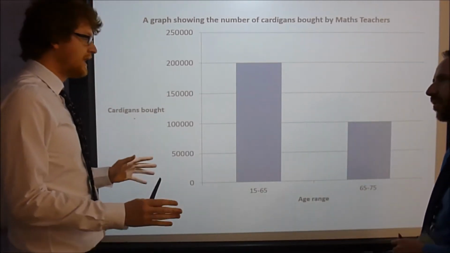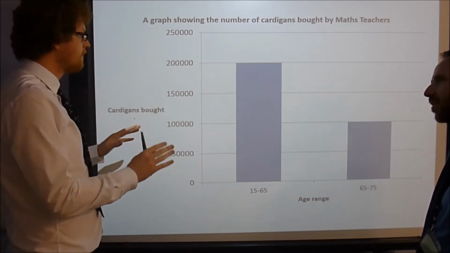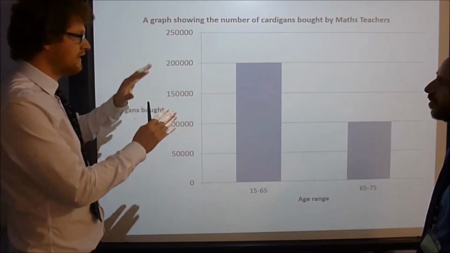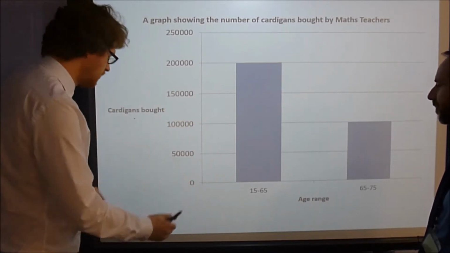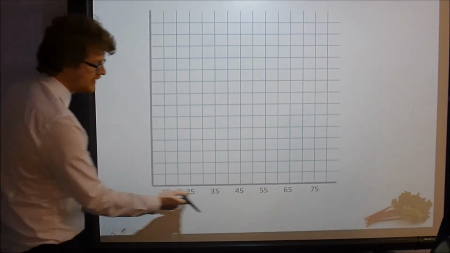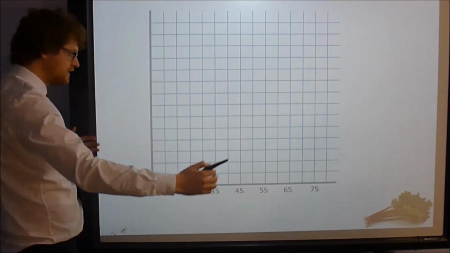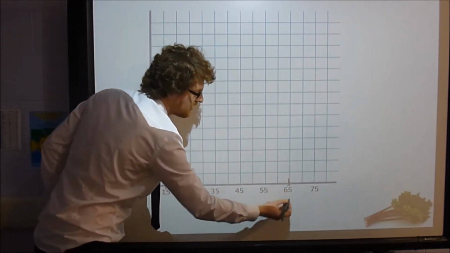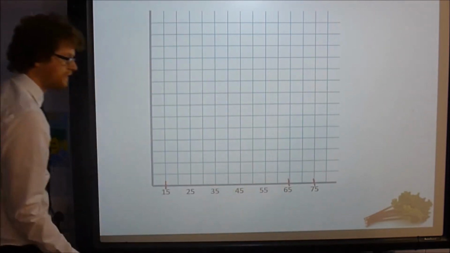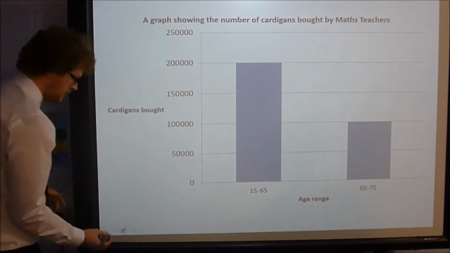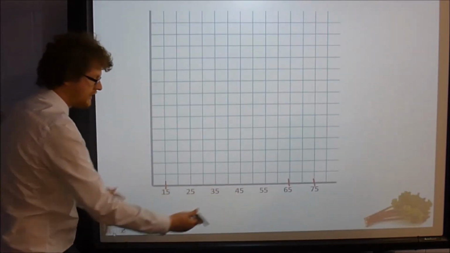So what Dawson said was, don't focus on putting your frequency up here, draw a new graph and make the areas the frequency. So I got some graph paper and I've gone from 15 to 75, which was all the age ranges. The first group went from 15 to 65, and the last one's 65 to 75. So if we go back, there were the two age ranges there. I see, so now it's a lot wider.